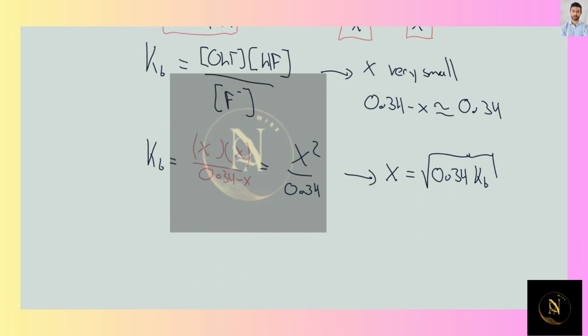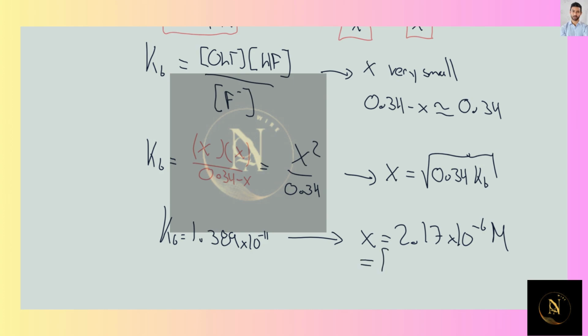Recall that the value for Kb is equal to 1.389 times 10 to the minus 11. Using this, x is equal to 2.17 times 10 to the minus 6 molar. And this is equal to the concentration of OH minus that we have in solution.